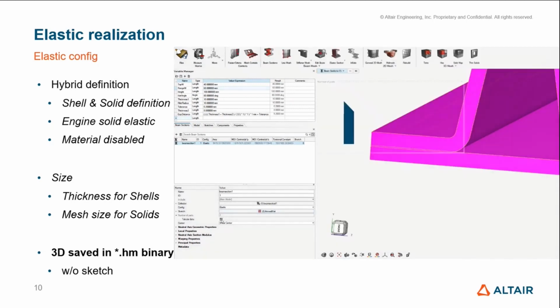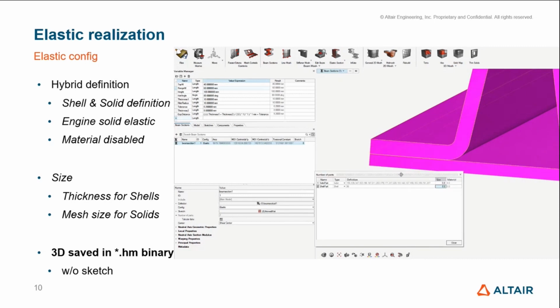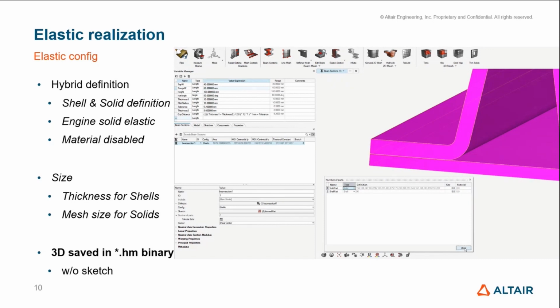So as you see, until we exit, nothing happened. And the moment we exit, then the beam section will react. So we recalculate the number of parts, and here we see that we have a solid part and a shell part. And again, now we can change the shell part thickness or the solid mesh size.